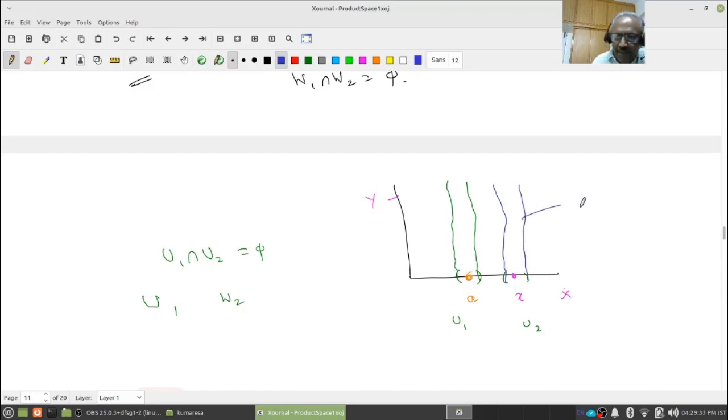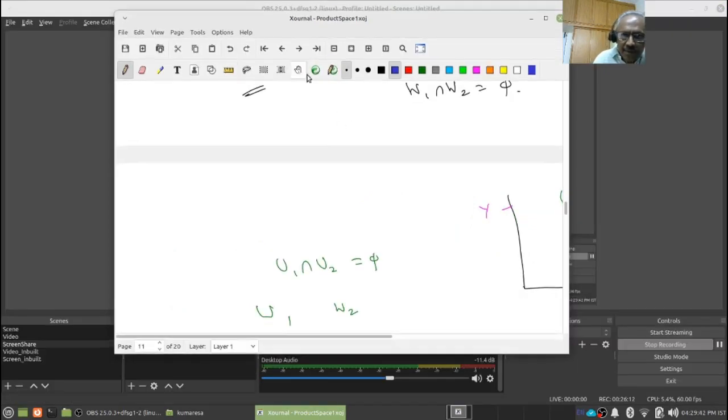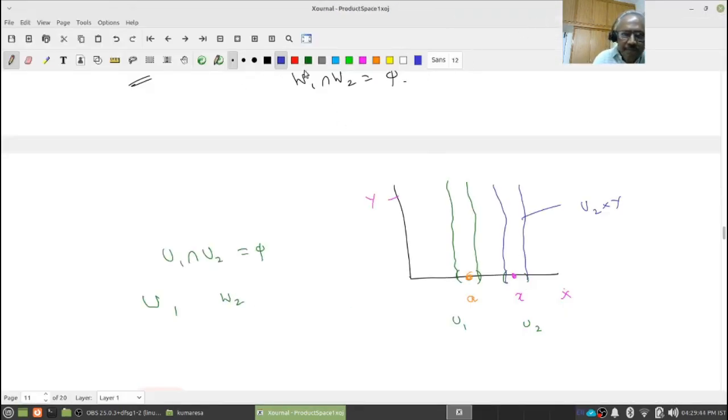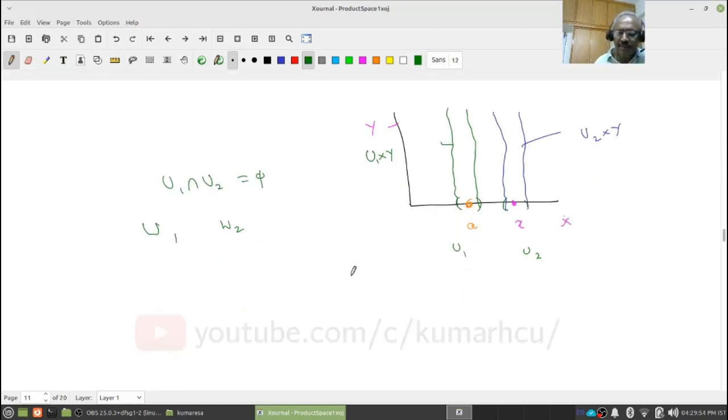And this is your U2 cross Y and this is your U1 cross Y. Okay, right? So there's nothing other than my Wi is going to be pi x inverse of Ui. You understand that? That is Ui cross Y. Is that clear? W1 intersection W2 is empty.